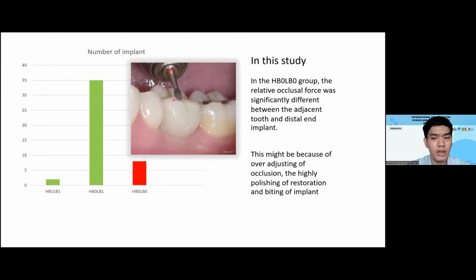So in HB0 and LB0 group, the relative occlusal force was significantly different between adjacent tooth and distal and implants. This may be because the gap between the occlusion is too far for the tooth to erupt into contact position. This might cause overloading in the tooth adjacent to the implant, and it might be because of the over-adjusting of the occlusion, which is sometimes highly polishing, and it's hard to get the correct adjusting positions.